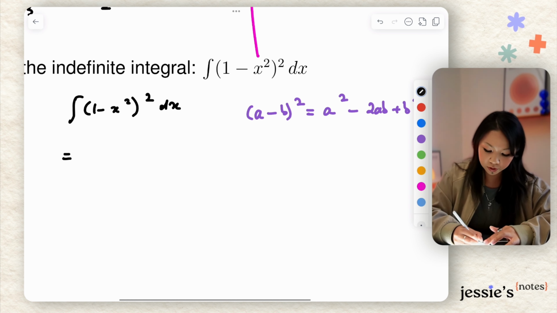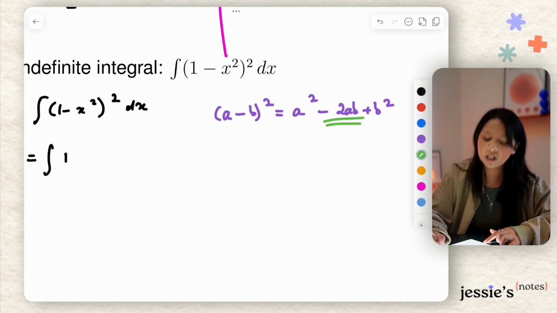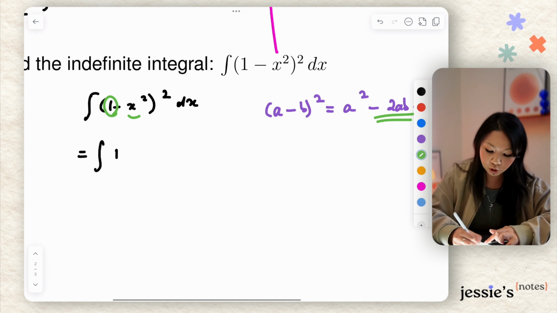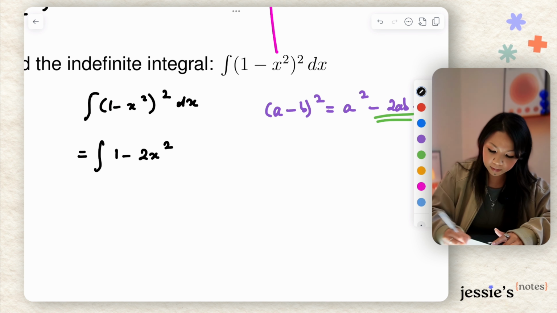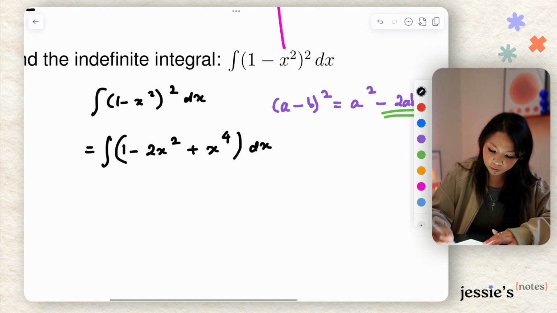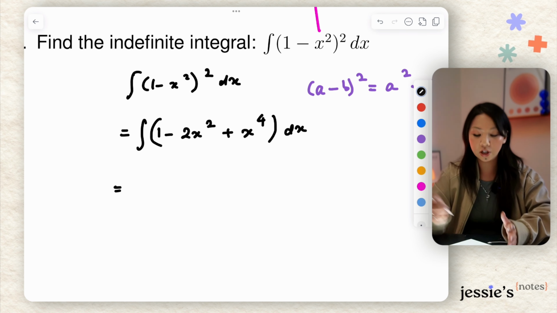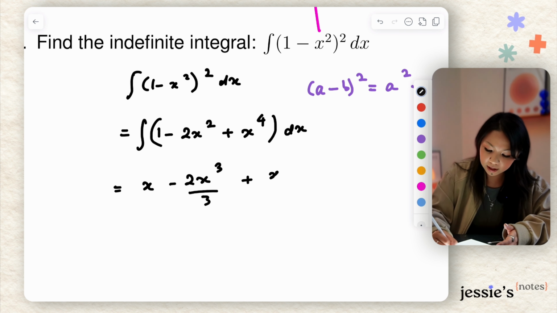So what you want to do is, following this rule, you're going to do a squared, which is 1 squared. Now for the middle term, how I like to tell my students to do it is you times these two numbers together. So 1 times x squared is x squared, and then you double it. So it's 2x squared, and it's going to be a minus 2x squared. And then the last term is a positive x to the power of 4. You square the second term. Beautiful. And then now that it's in this form, integrate each individual term. That's going to give you x minus 2x cubed on 3 plus x to the 5 on 5. And this is going to be an indefinite integral, so just write plus c.